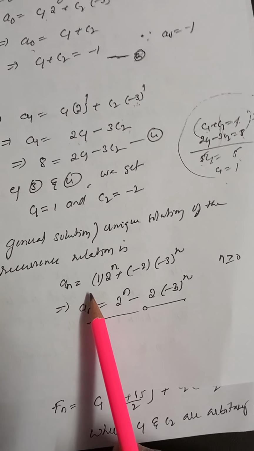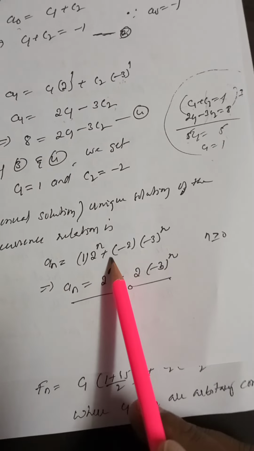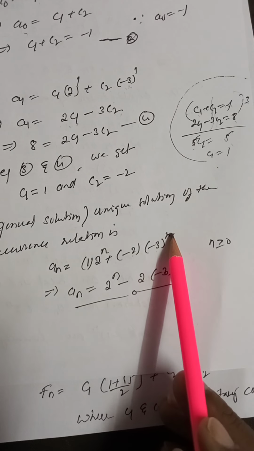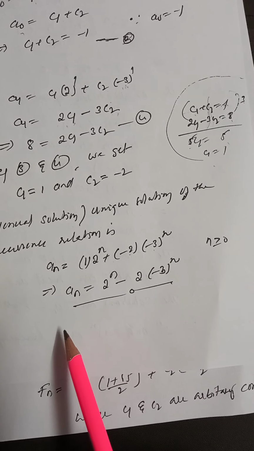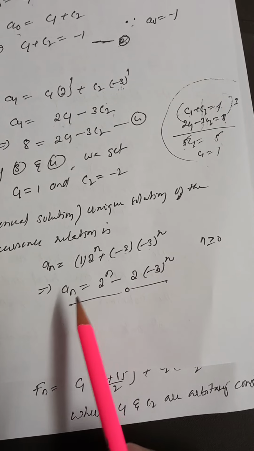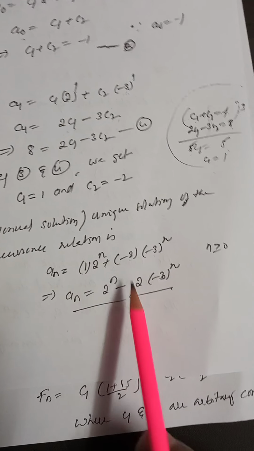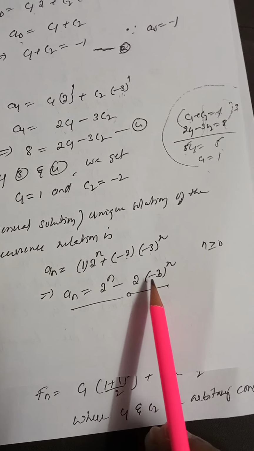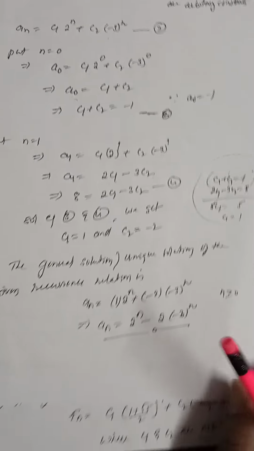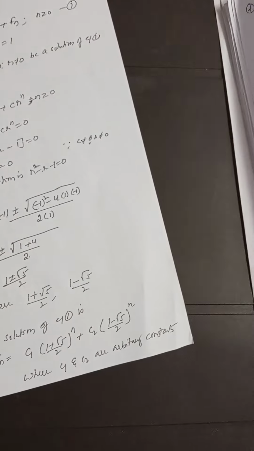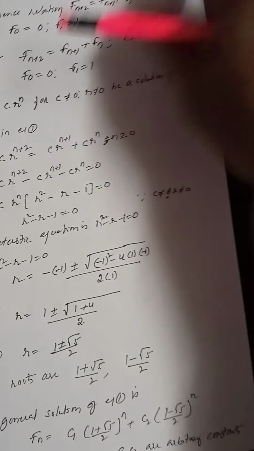Therefore a_n is equal to 1 into 2 to the power of n plus minus 2 into minus 3 power n. That is, the solution of the given recurrence relation is a_n is equal to 2 power n minus 2 into minus 3 power n, which is the unique solution of the given recurrence relation. Next one, important problem.